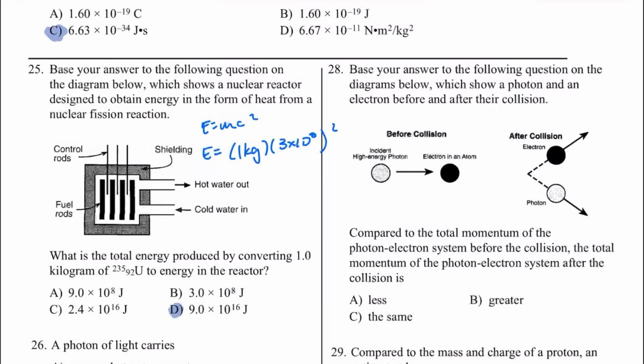28. Base your answer to the following question on the diagrams below, which show a photon and an electron before and after their collision. Compared to the total momentum of the photon-electron system before the collision, the total momentum of the photon-electron system after the collision is what? So this is like a throwback to our unit on momentum. Remember that the law of conservation of momentum says that momentum stays the same before and after a collision. So the answer is going to be C.